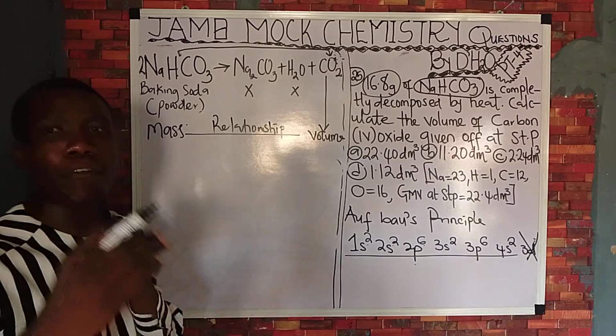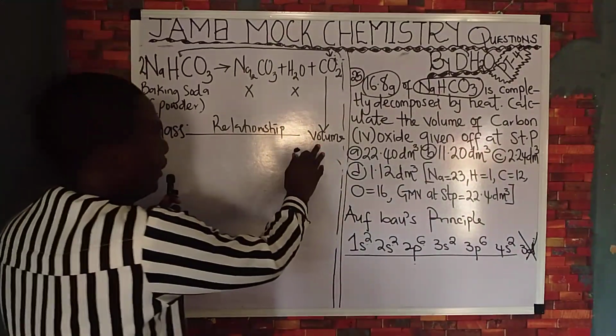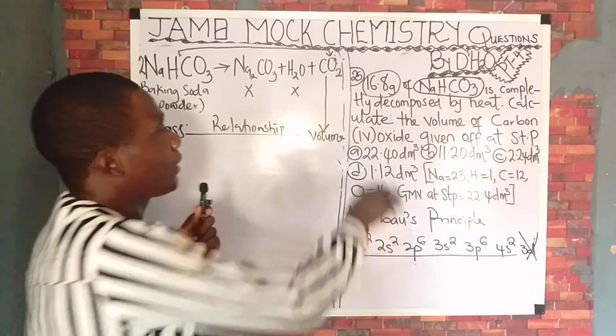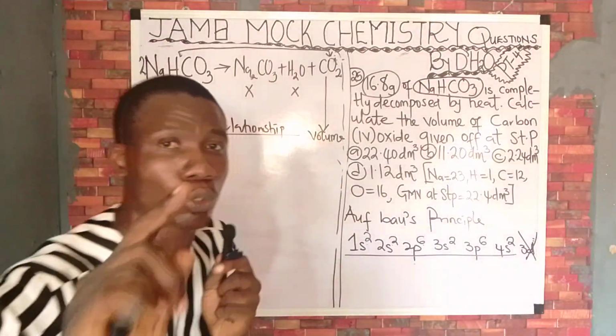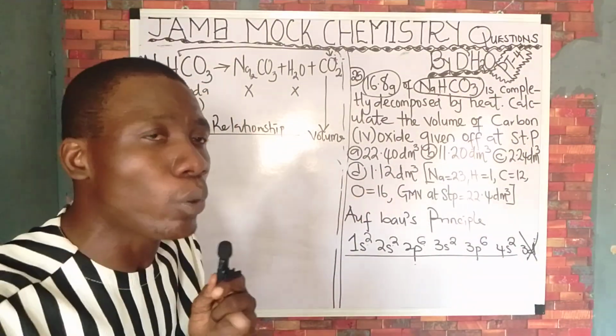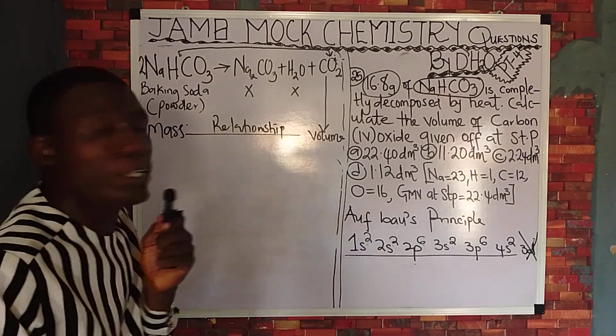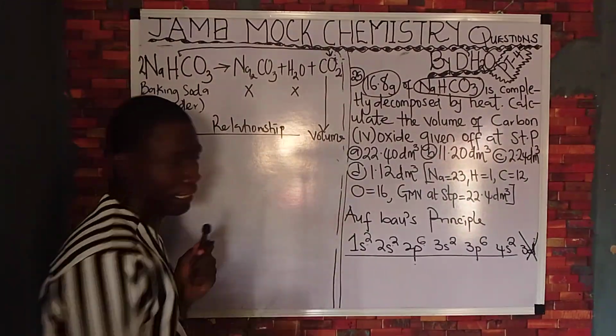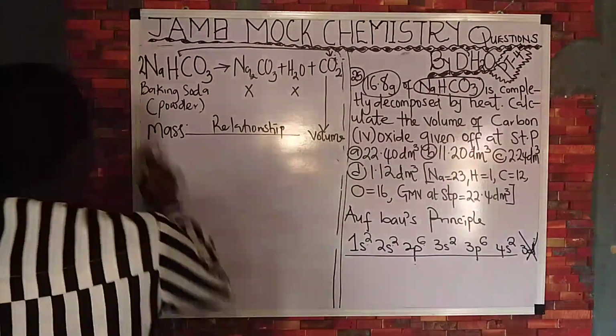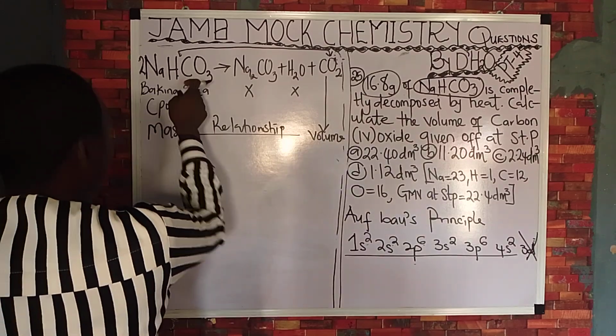Now, if you have established the fact that it is a mass-volume relationship, please do not touch the numbers given to you in the question. The first thing to do is to calculate the molar mass of this compound, and then you get the volume of this compound at STP. What's the molar mass of sodium hydrogen trioxocarbonate(IV)?